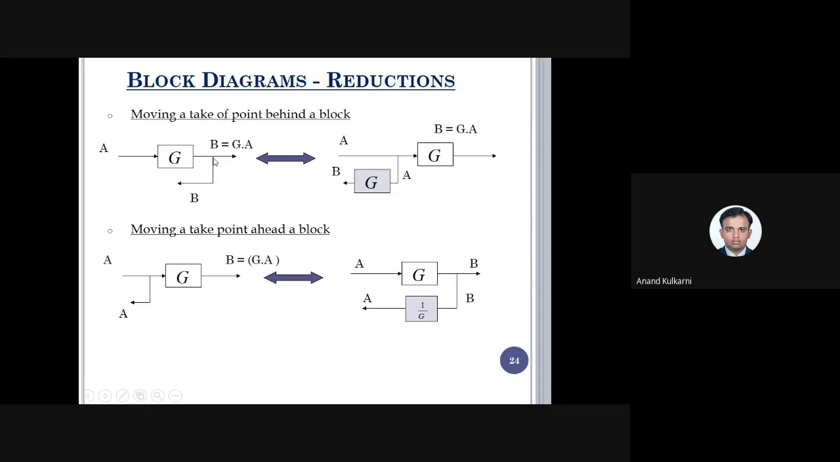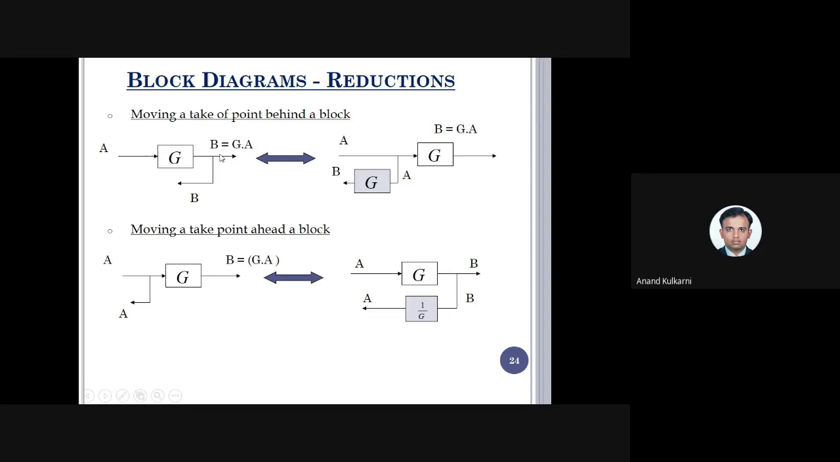So whenever this takeoff point is taken behind a block, just observe here, the block is multiplied by the transfer function. Hope this point is clear. How do you take it behind the block? This was positive, going in this direction. When I take it like this, it is called behind. So when we are taking it behind a block, this signal is multiplied by the block.